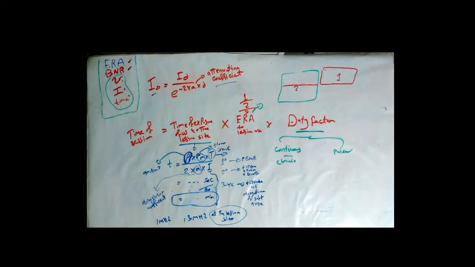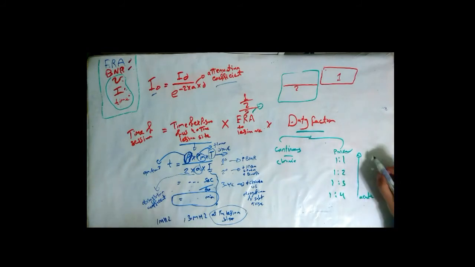Since I must give the lesion all this time to obtain the optimal therapeutic effect, and since some parts of the time during the session the ultrasound will be off, this means that I have to increase the session time so that all this time is provided to the tissue. In pulsed mode, we have 1 to 1, 1 to 2, 1 to 3, and 1 to 4. We choose them according to the stage of the lesion. 1 to 4 is for acute cases, and 1 to 1 for chronic cases.